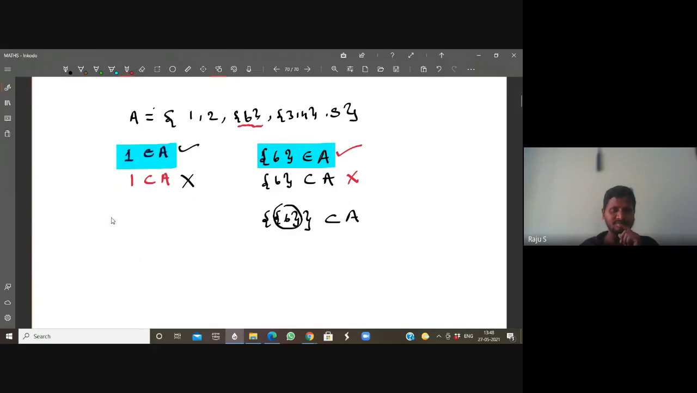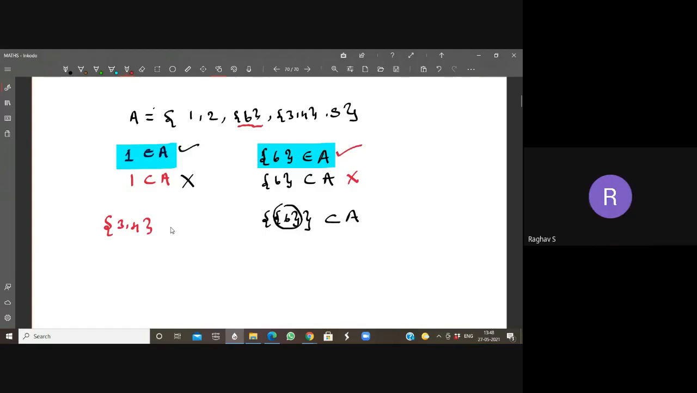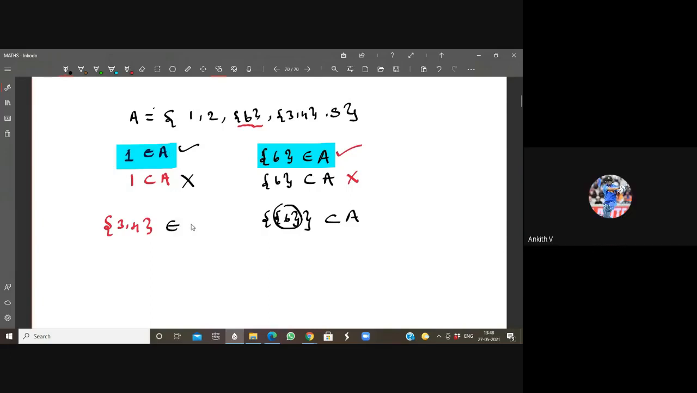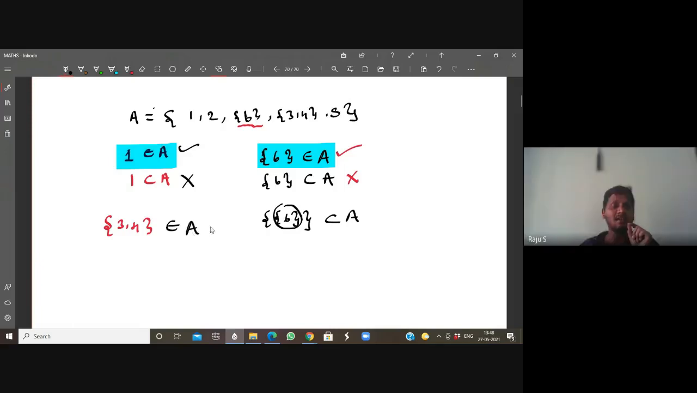Next, all of you can understand very clearly. 3, comma 4. Now what about this? Belongs to A, or subset of A? It is an element, so it belongs. Whenever it is an element, belongs. Whenever it is a set, you can use subset.